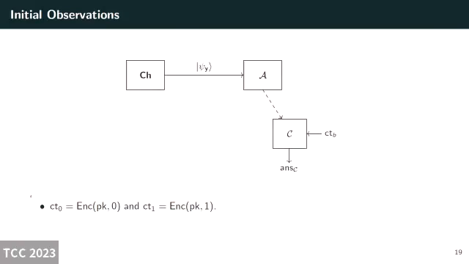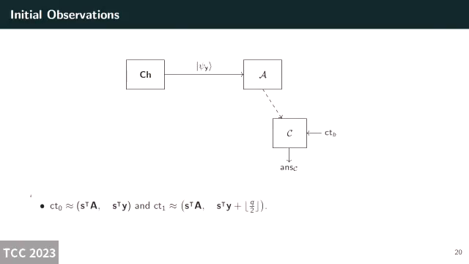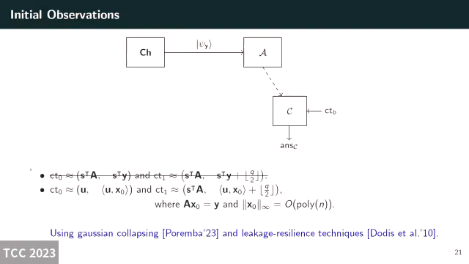How do you argue that semantic security holds? Again, we want to show that encryption of 0 is indistinguishable from encryption of 1. If you open up the ciphertext, you have S times A, S times Y versus S times A, S times Y plus Q/2. You want to show that these two are indistinguishable. We are first going to apply the Gaussian collapsing lemma, which says that either I give you the state or I give you something obtained by measuring the state in the computational basis, and you should not be able to distinguish which of the two cases you're in.